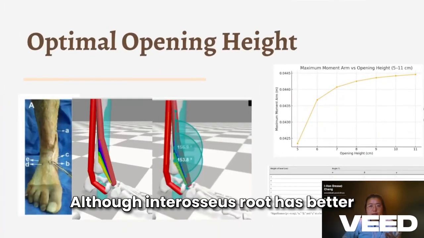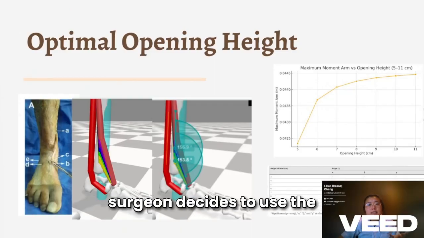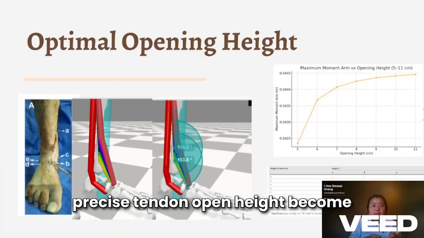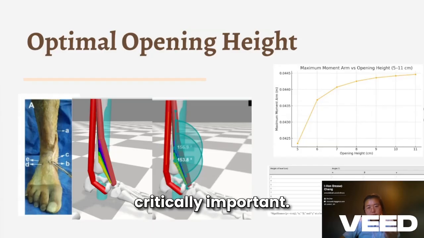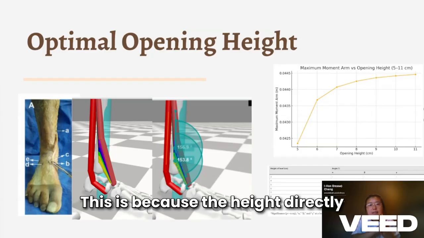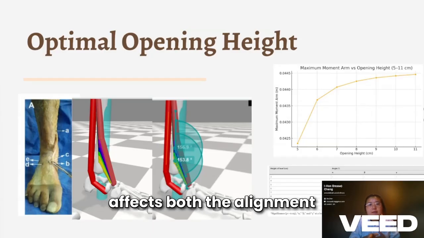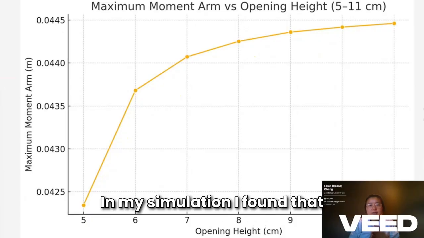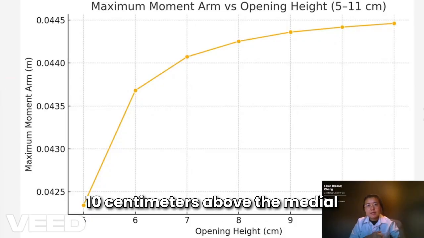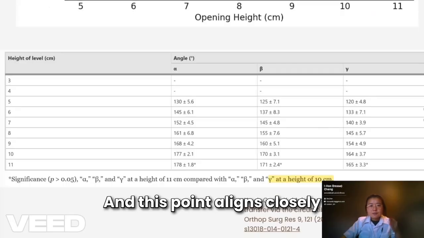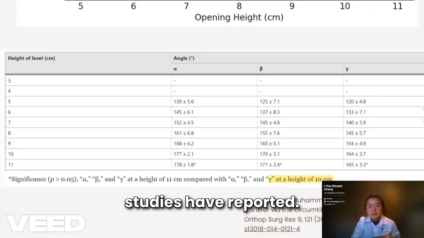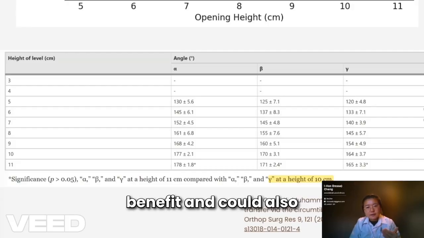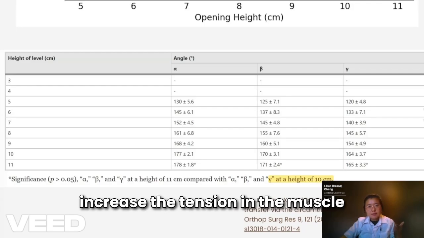Although the interosseous route has better biomechanical advantage, if a surgeon decides to use the circumtibial route due to other patient factors, then finding the precise tendon opening height becomes critically important. This is because the height directly affects both the alignment of the tendon and the amount of tension placed on the muscle. In my simulation, I found that an opening height of 10 centimeters above the medial malleolus was the sweet spot. This finding aligns closely with what previous cadaveric studies have reported. Going higher than 10 centimeters didn't provide any biomechanical benefit and could also increase the tension in the muscle, leading to muscle tearing.